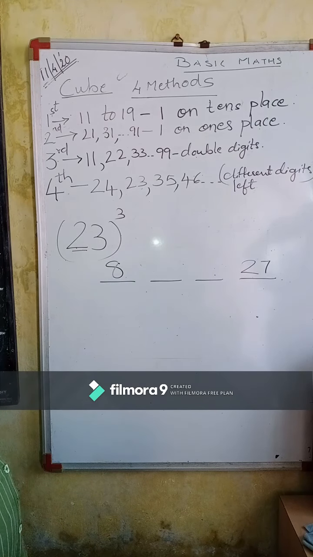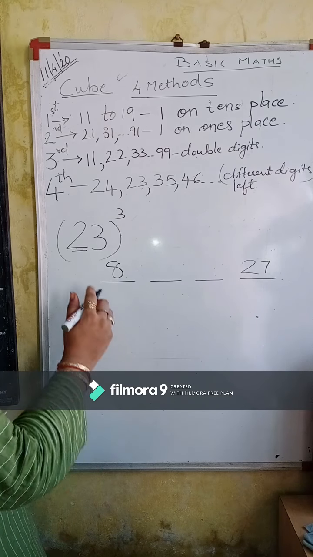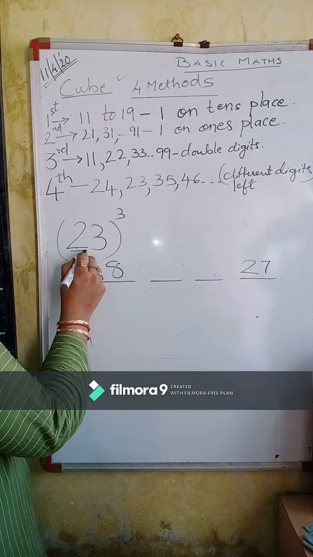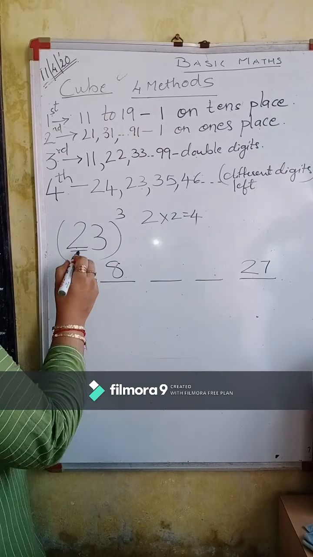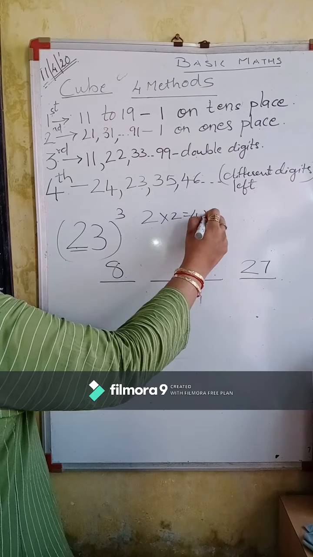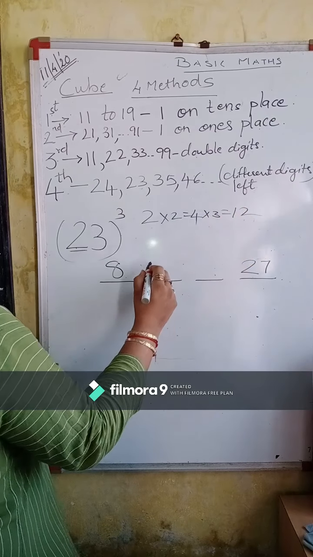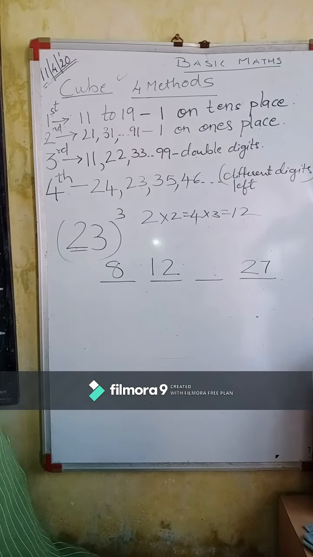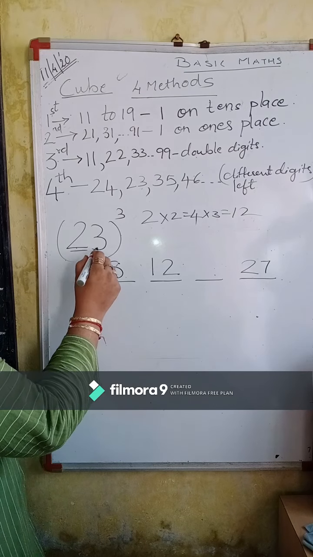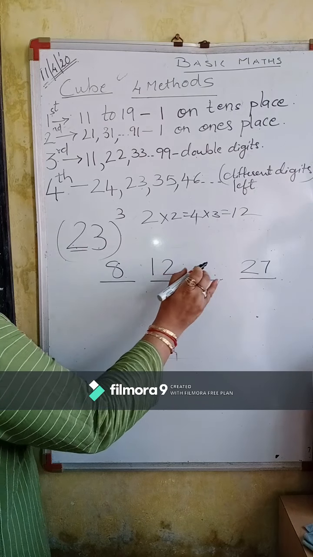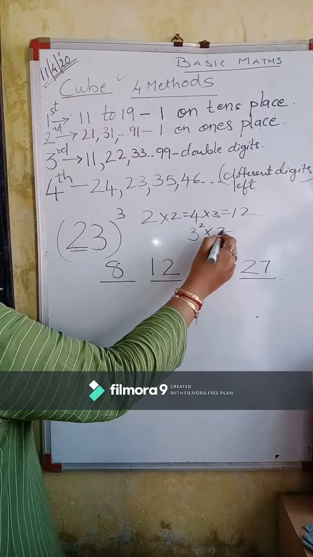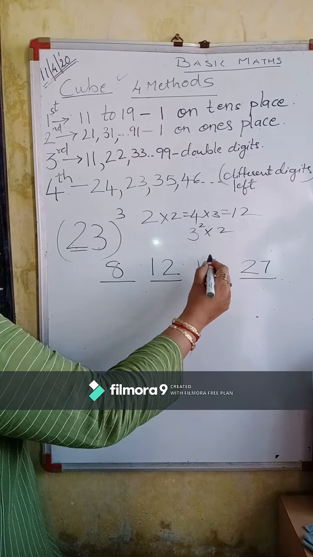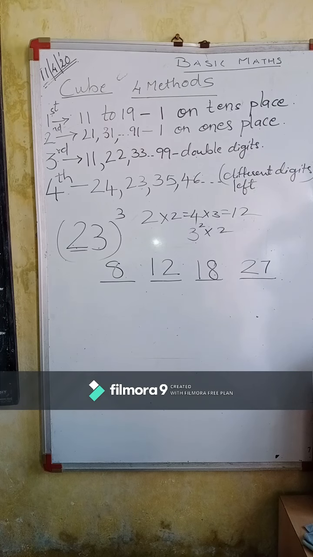Okay. Now these middle two numbers, what we will do? Pay attention. Square of 2, 2 into 2, that is 4, into this next number 3. 4 3s are 12. Then 3 square into 2. 3 square is 9. 9 2s are 18.